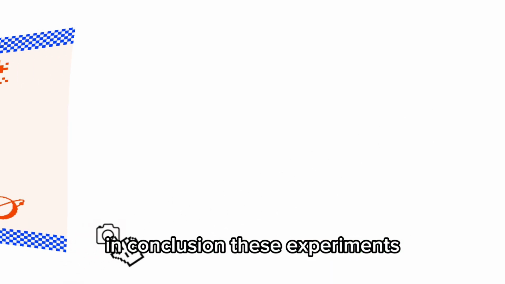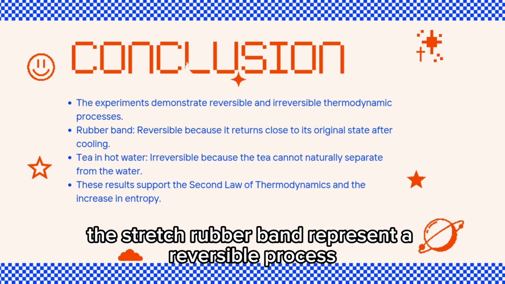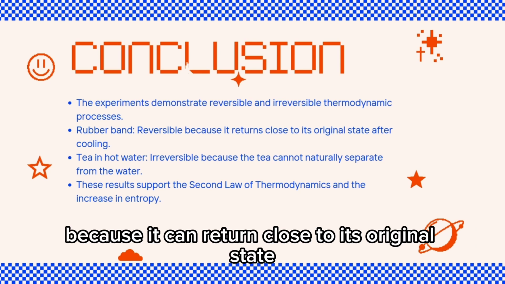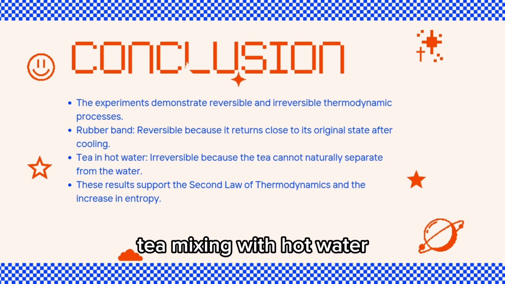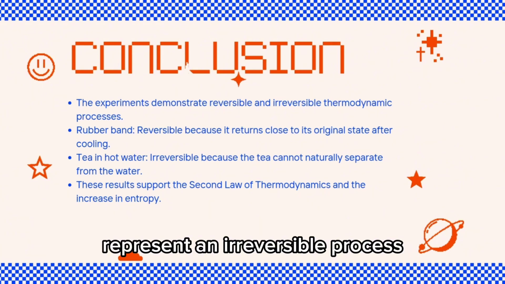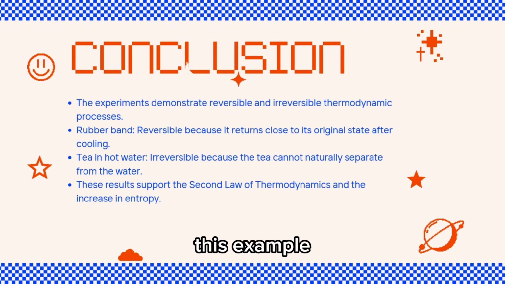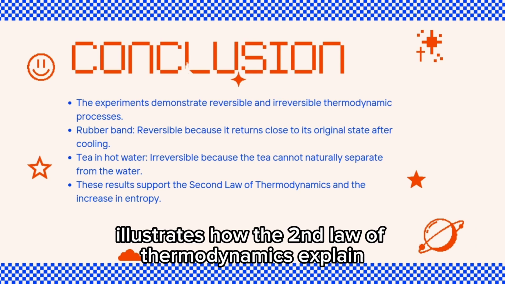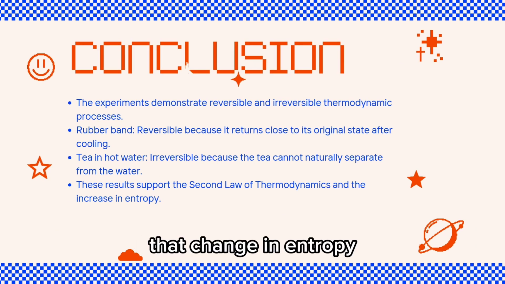In conclusion, these experiments demonstrate two different thermodynamic processes. The stretched rubber band represents a reversible process because it can return close to its original state after cooling. In contrast, tea mixing with hot water represents an irreversible process because the mixing cannot naturally be reversed. This example illustrates how the second law of thermodynamics explains the direction of natural processes that change in entropy.